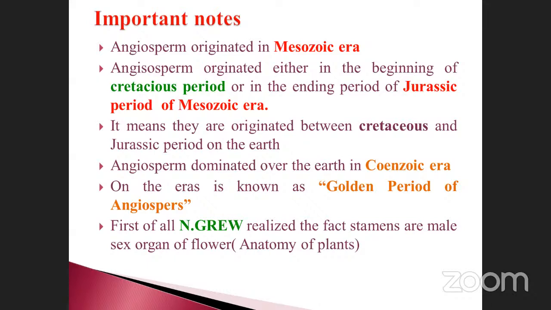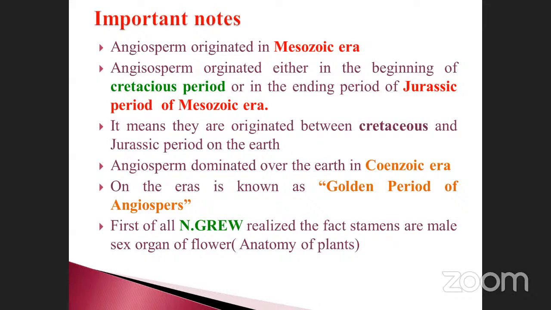This was first introduced by a scientist. What is the name? First of all, N. Grew realized the fact: stamens are the male sex organ of flowers. First, who discovered the anatomy of the plant? One of the scientists called N. Grew realized that stamens are the male sex organ of flowers. Male sex organ means anthers. These are all very, very important.